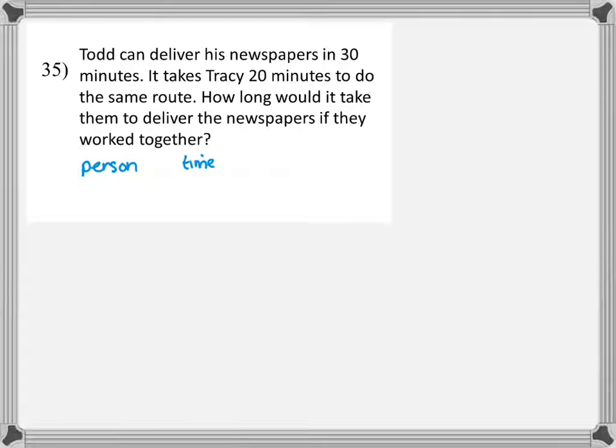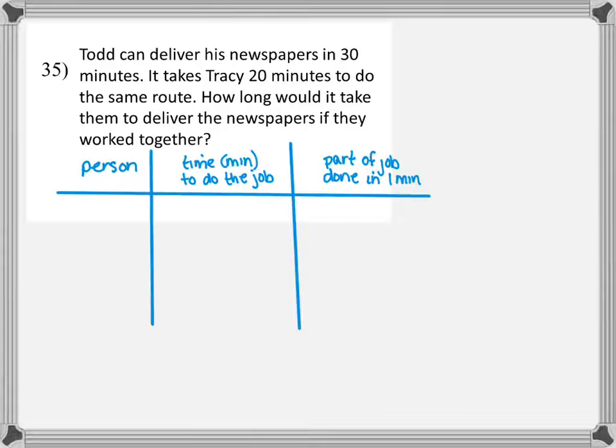So we have person, we have time in minutes to do the job. And here it's minutes, but it'll be whatever time units you're given for your problem. And then our last column, the part of the job done in 1 unit at a time, or in this case, in 1 minute. So for people, I've got Todd, and Todd can deliver his newspapers in 30 minutes. So that will go in the time to do the job.